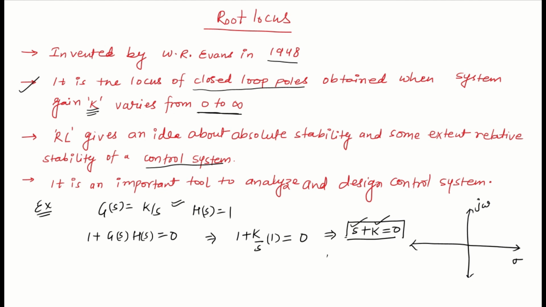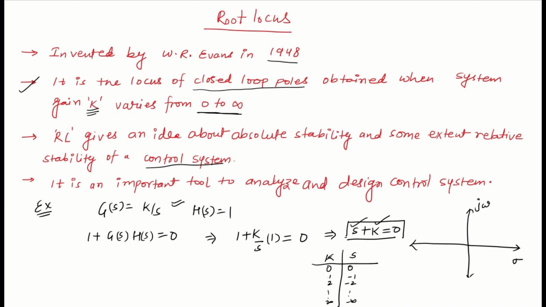So, let us assume that the value of k varies from 0 to infinity, and we are determining the value of s. It goes from 0, 1 up to infinity, and the value of s will be, at k equal to 0, the value of s will be 0. For k equal to 1, it will be minus 1. For 2, it will be minus 2, up to minus infinity.